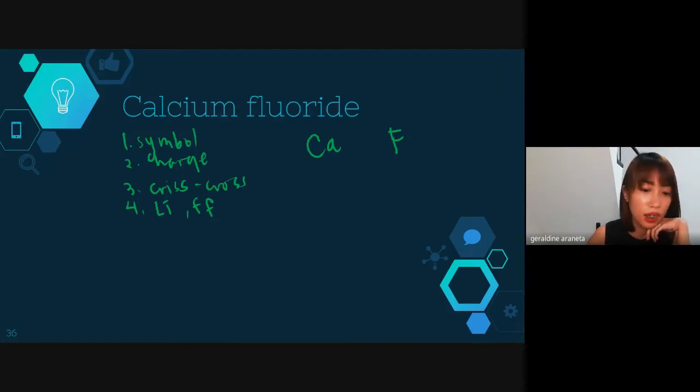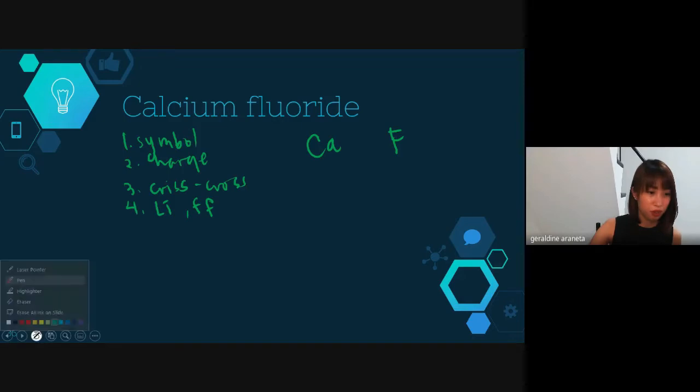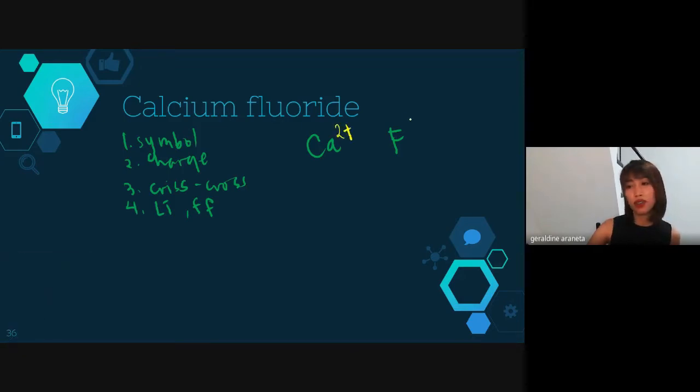Okay, let's check how you got CaF2. Okay, the charge for calcium is 2 positive. For fluorine, you have 1 negative. Okay, so next step is crisscross. So this 2 positive here will go below fluorine. Tapos ito, pupunta dito.